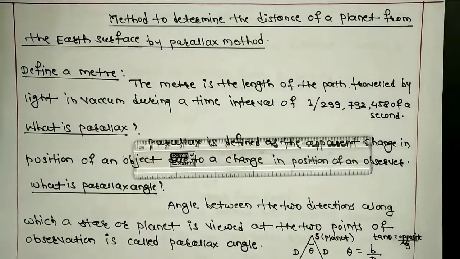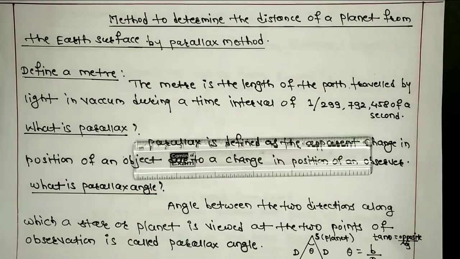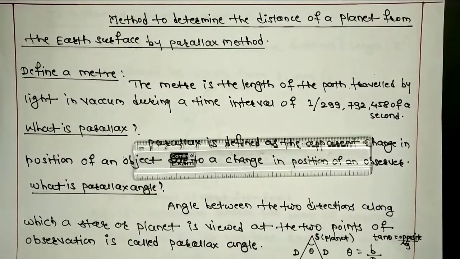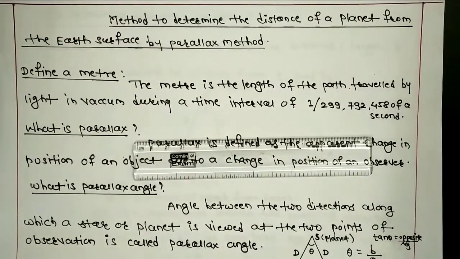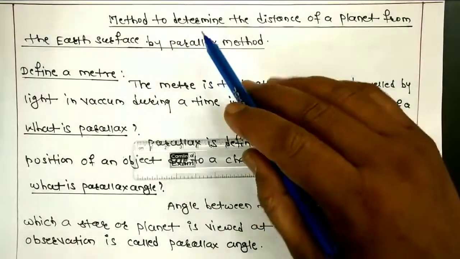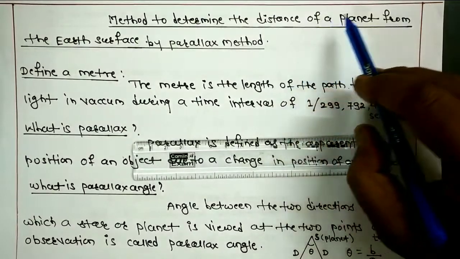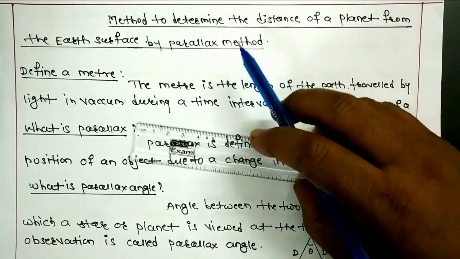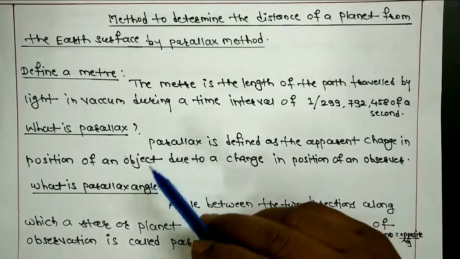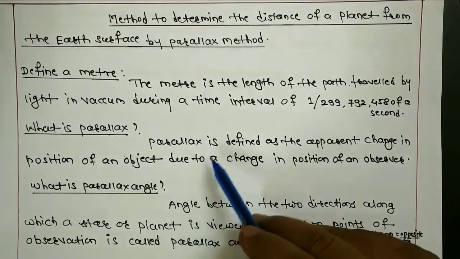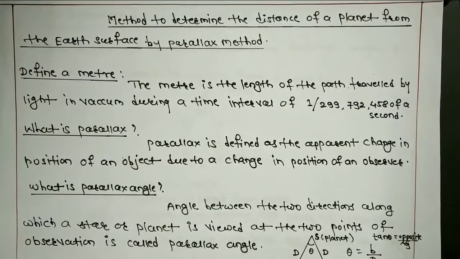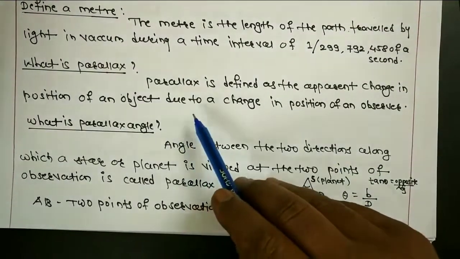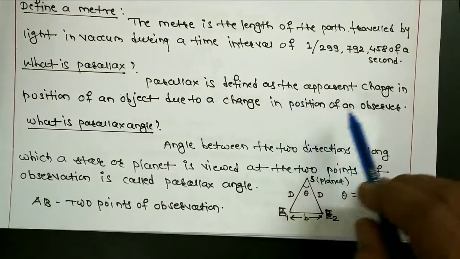Now for astronomical distances like the distance of the moon, a star or any other planet from the earth, we cannot use measuring scales or tapes. So now let's see how to measure such distances. Method to determine the distance of a planet from the earth's surface by the parallax method. So what is parallax? Parallax is defined as the apparent change in position of an object due to change in position of the observer.